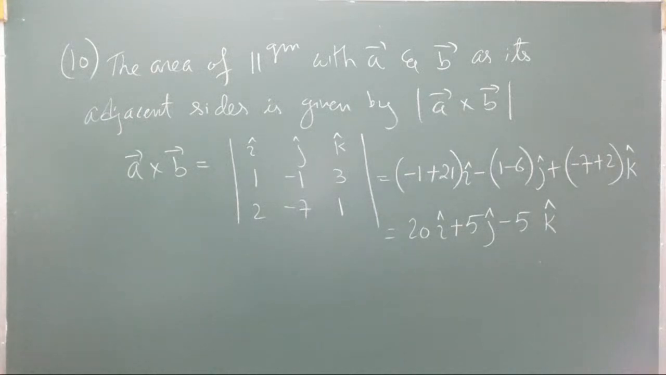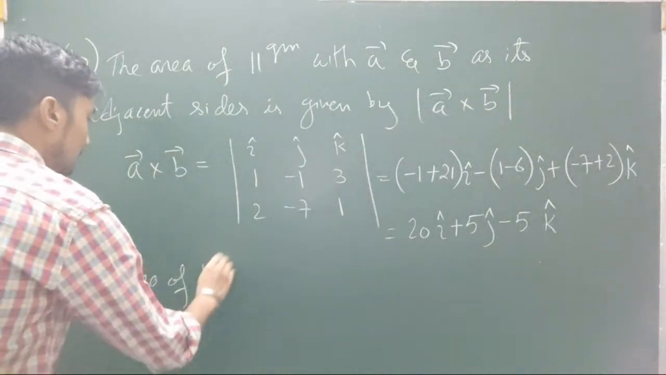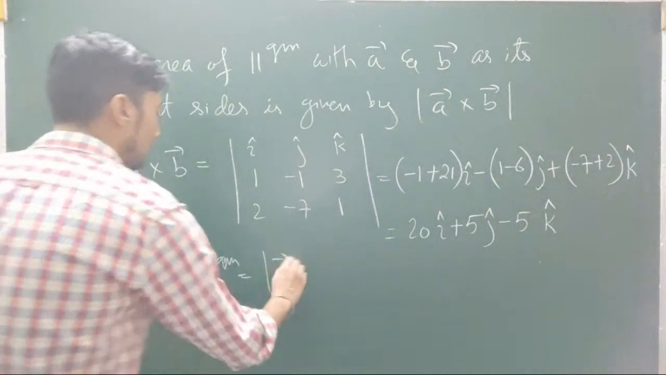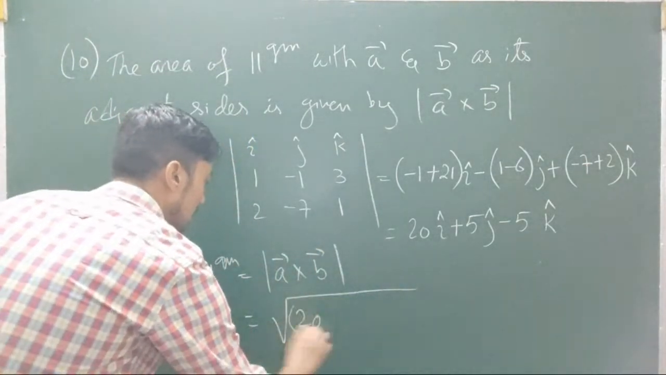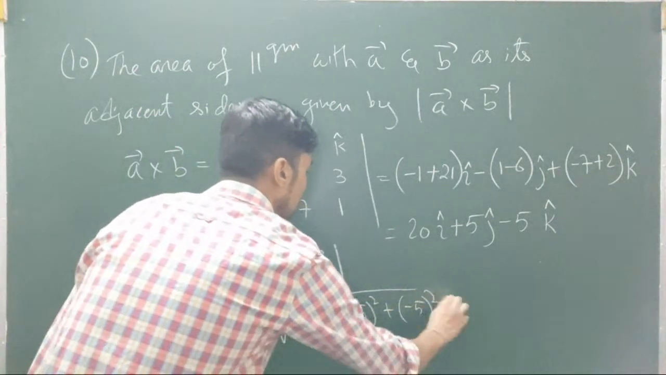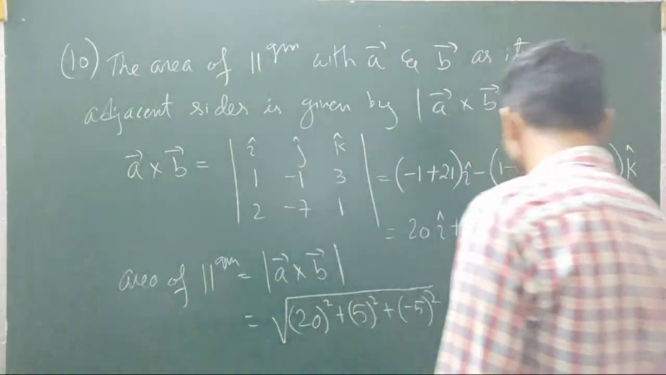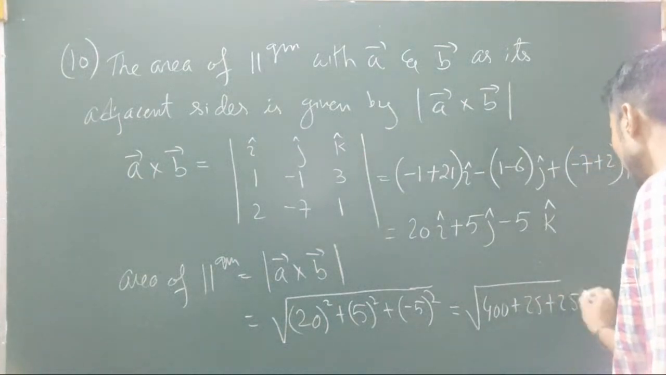I plus 5J minus 5K. So let's find out the area of the parallelogram then. Therefore, area of the parallelogram is magnitude of A cross B. So what is A cross B? Its magnitude is the square root of 20 square plus 5 square plus minus 5 square. So how much will that be? 20 square, 400 plus 25 plus 25.